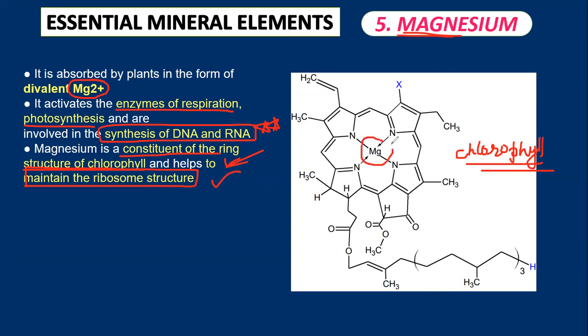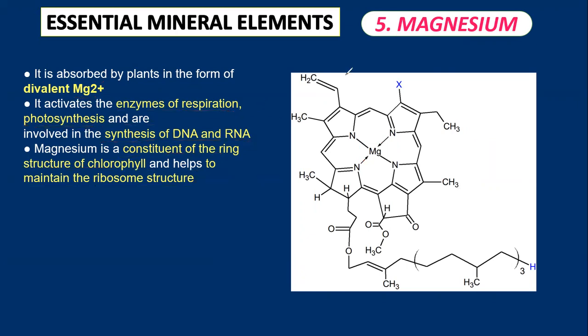So magnesium is a central element. It is actually the constituent of the ring structure of the chlorophyll molecule. It also helps to maintain the ribosome structure. So what are the important points in magnesium?